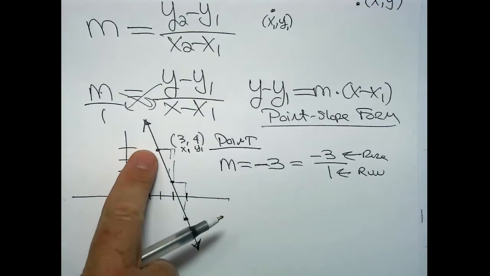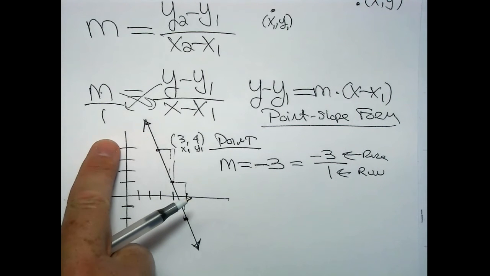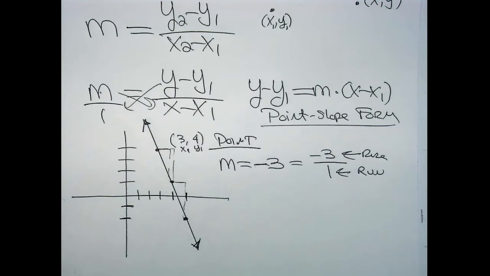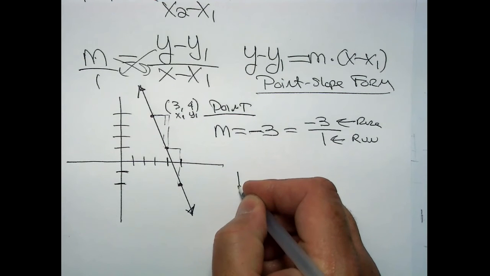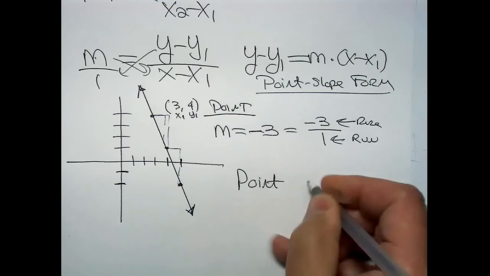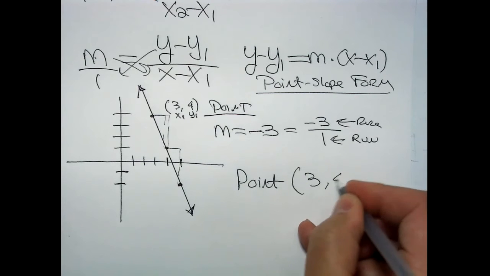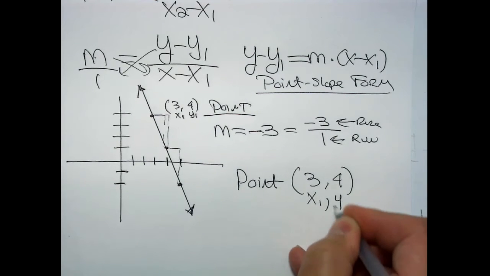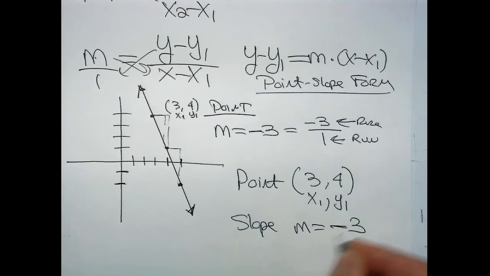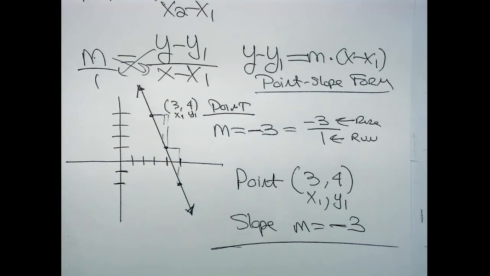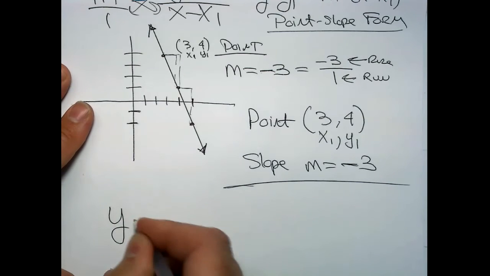One of the difficulties of this line is the y-intercept is so high up that I can't really determine what it is just yet. But isn't it true that you're given a point? So you have a point that's on the line. You have a slope. So why not use point-slope form?